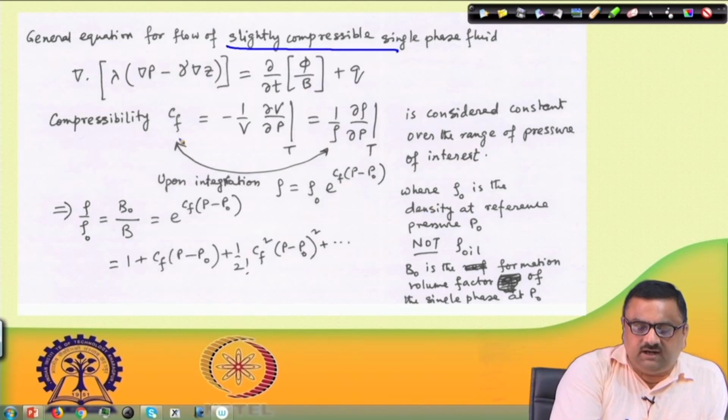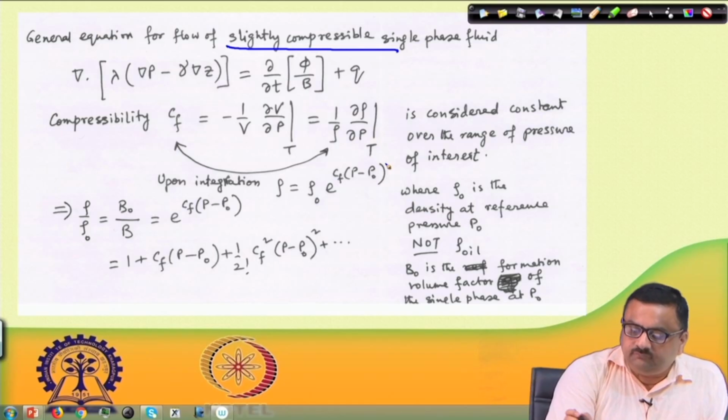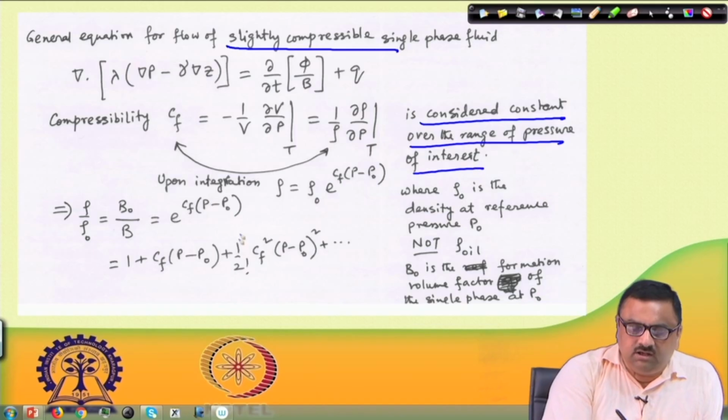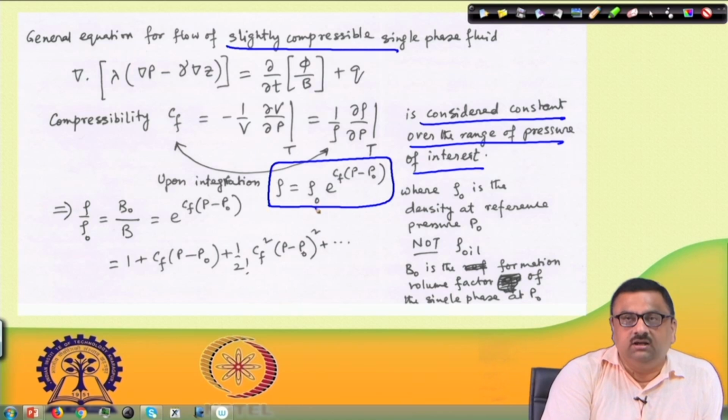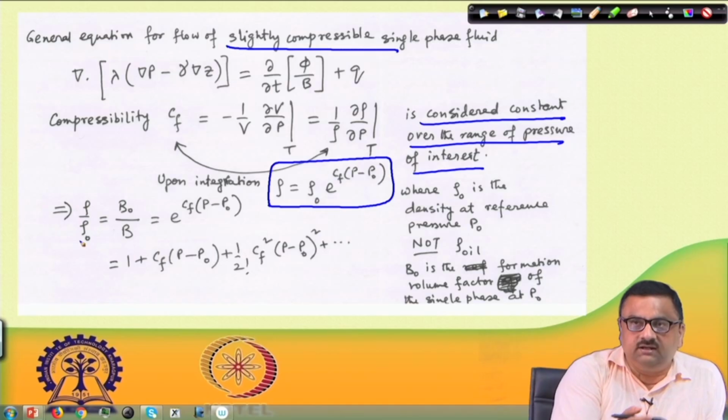Now, compressibility is defined as this quantity from basic physics. So, this in turn is 1 by rho del rho by del P at constant T. T is temperature in absolute scale. Cf is considered constant over the range of pressure of interest. So, if one does the integration of these, then one can write the density as rho is equal to rho 0 e to the power Cf (p minus p 0). So, what I am essentially trying to say here is that BO by B is rho by rho O. We have already looked at it, that is the definition of formation volume factor, and which is simply e to the power Cf (p minus p 0).